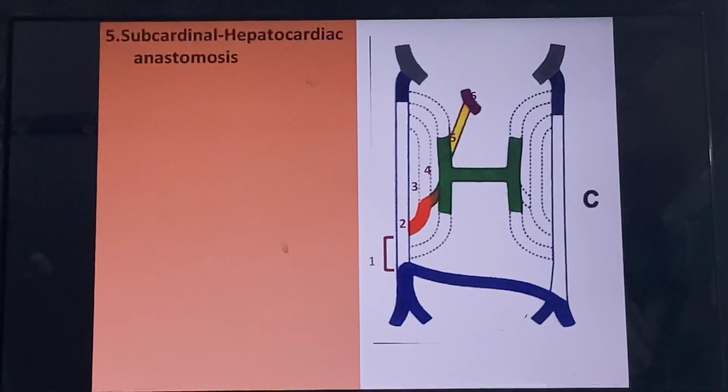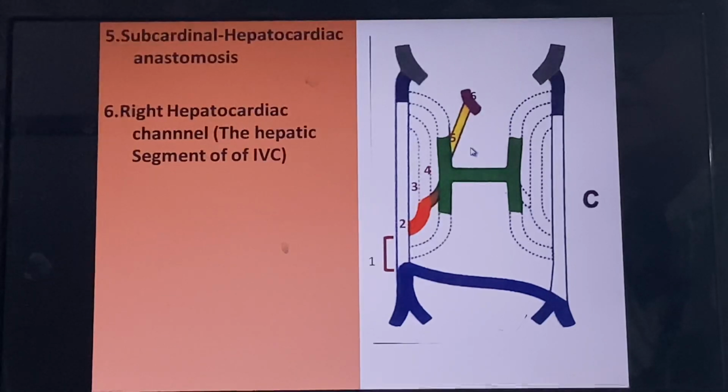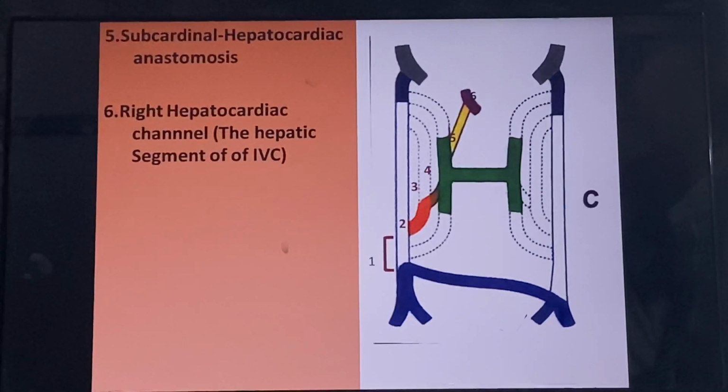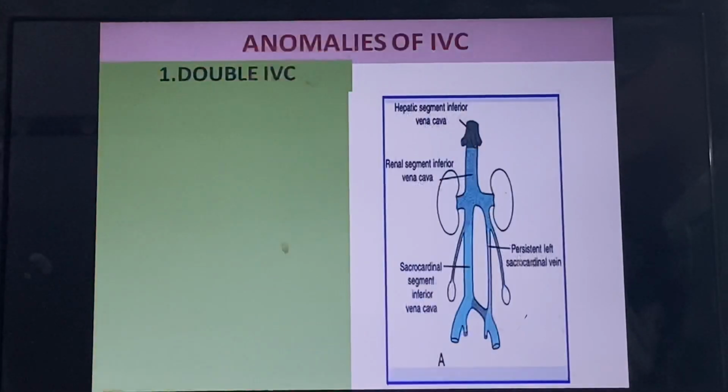Next is subcardinal hepatocardinal anastomosis. You can see here, this next segment is going to contribute, then the right hepatocardiac channel. So this is the right hepatocardiac channel, which is known as the hepatic segment of IVC. Keeping in mind this development, what is important is what are the different anomalies related with its course?